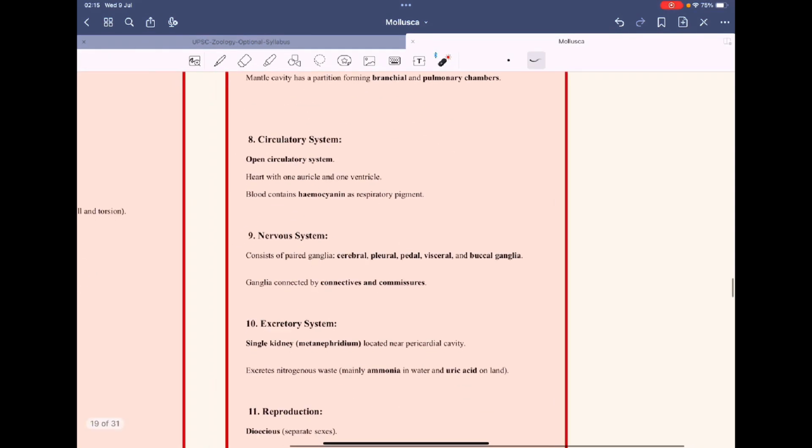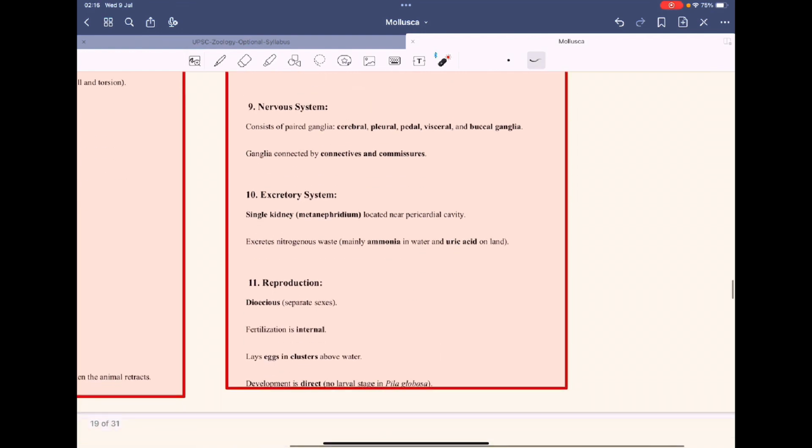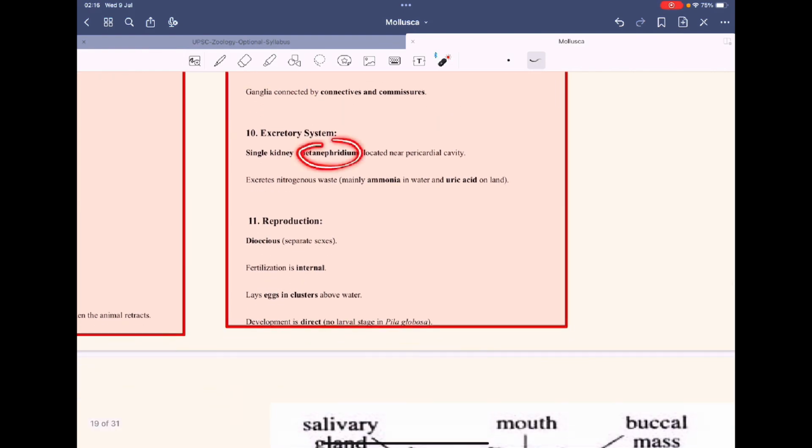The circulatory system is an open circulatory system, and the heart has one auricle and one ventricle, and the blood contains hemocyanin as a respiratory pigment. The nervous system has paired ganglia: cerebral, neural, pedal, visceral and buccal ganglia. And there are connectives and commissures. The excretion is through metanephridia.